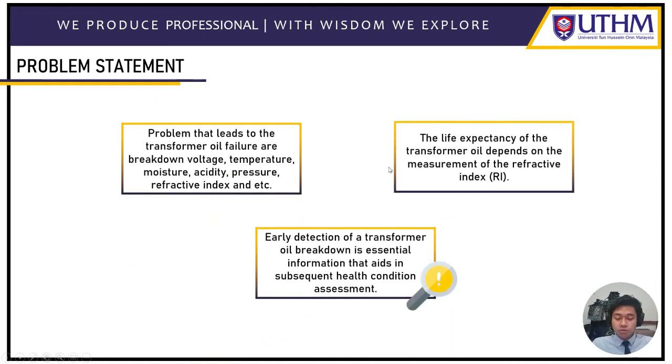So for problem statement, first, the problems that lead to transformer oil failure are breakdown voltage, temperature, moisture, acidity, pressure, refractive index, and etc. Next, the life expectancy of the transformer oil depends on the measurement of the refractive index RI. And next, early detection of transformer oil breakdown is essential information that aids in subsequent health condition assessment.